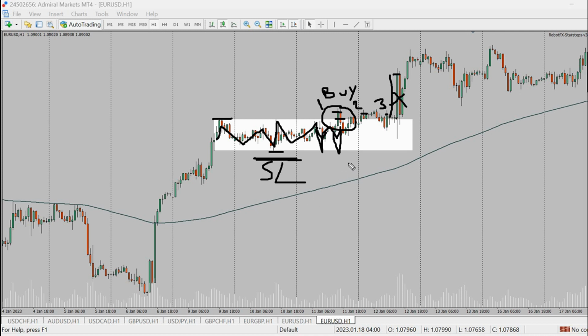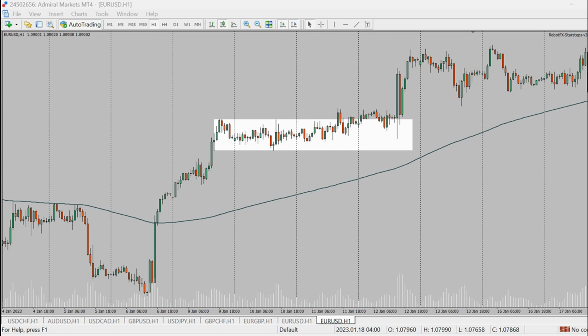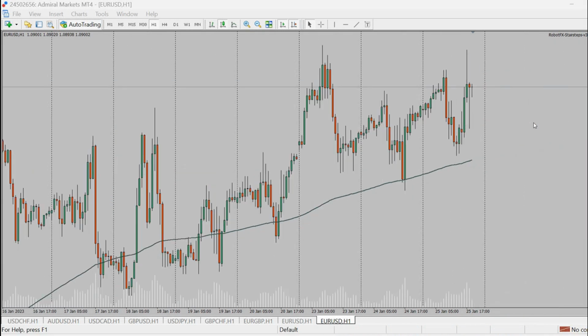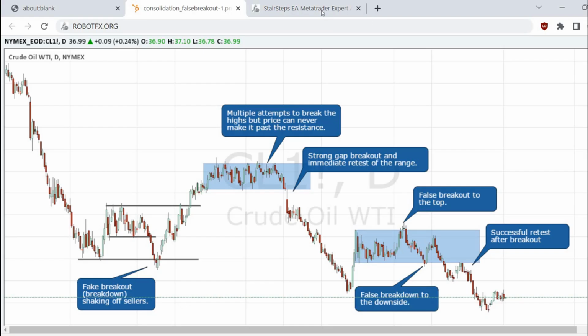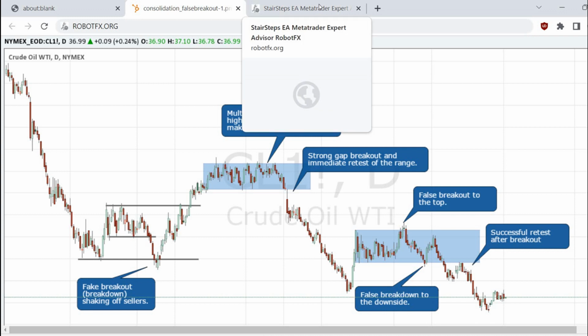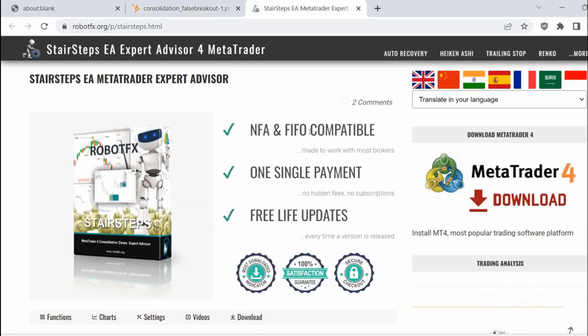So this is basically how to trade the consolidation zones manually. Next, I'm going to show you how to trade the consolidation zones by using an Expert Advisor, which is also attached on this chart, but being disabled right now, the Expert Advisor is doing nothing. For this purpose, I'm going to use the Stairsteps Expert Advisor from RobotFX. Again, you can use any Expert Advisor you want, but this is a very complex Expert Advisor.